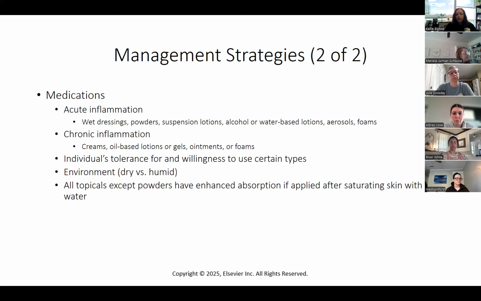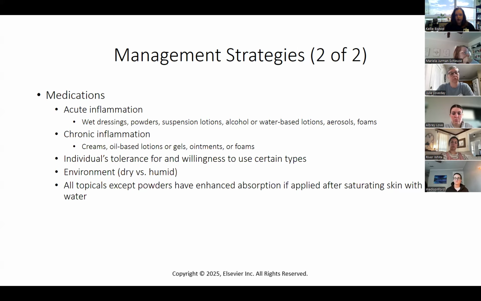Medications. For acute inflammation, we can use those wet dressings and powders, because they help more with drying things out, as well as suspension lotions, alcohol or water-based lotions, aerosols, and foams. For chronic inflammation, we use creams and oil-based things, ointments, the more thick consistencies. The tolerance and willingness to use certain types will vary depending on the person.